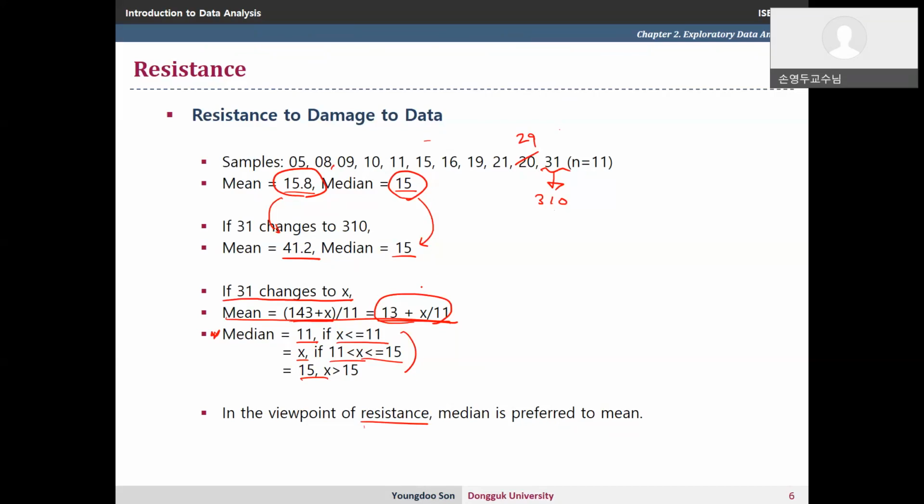In other words, the resistance of median is better than that of mean. So in the viewpoint of resistance, median is preferred to mean.